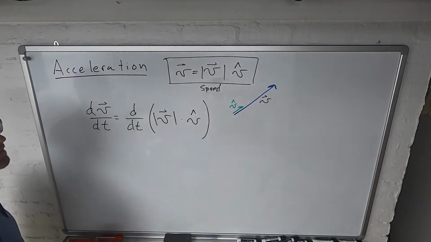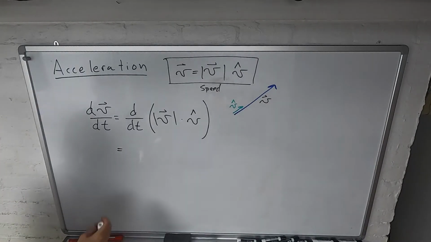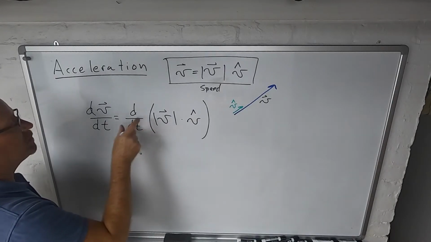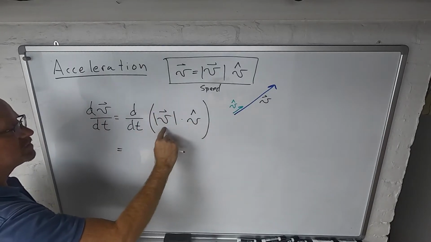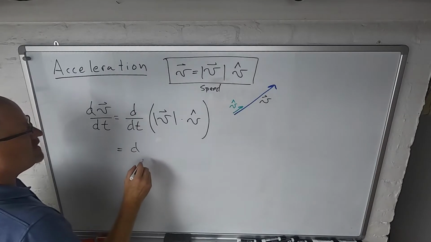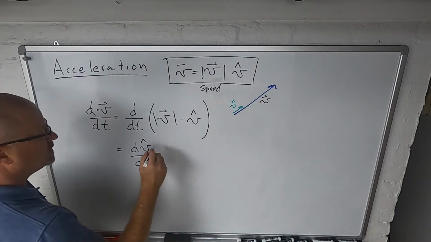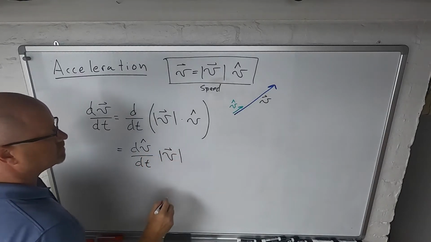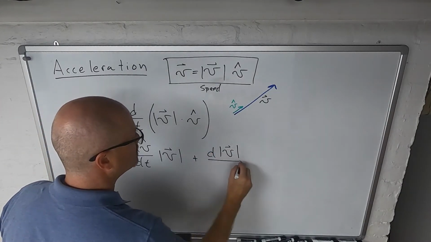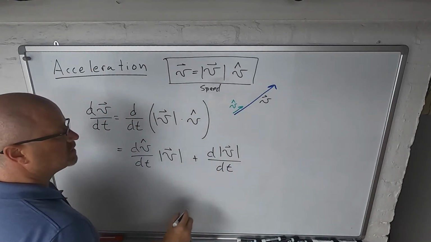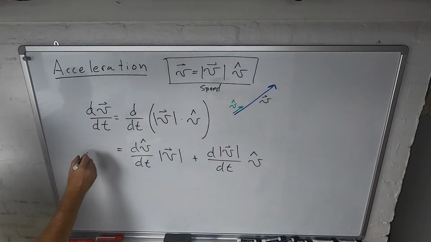And when we take derivatives of things that are multiplied, we have to use certain rules. And this rule is just that I take the first thing and I multiply the derivative of the second thing plus the second thing times the derivative of the first thing. So d v hat dt times v plus dv dt times v hat. This is the acceleration.